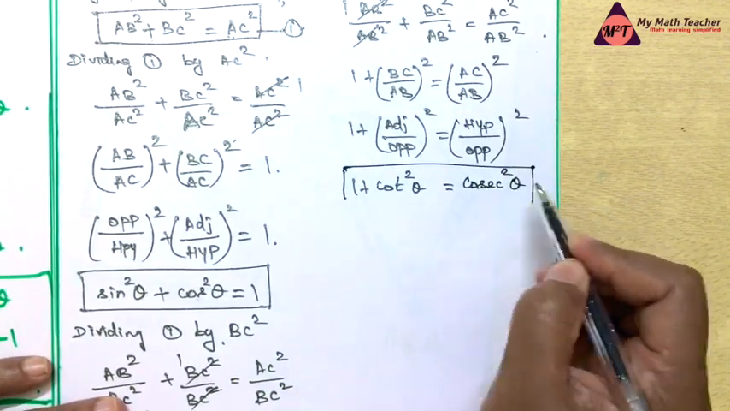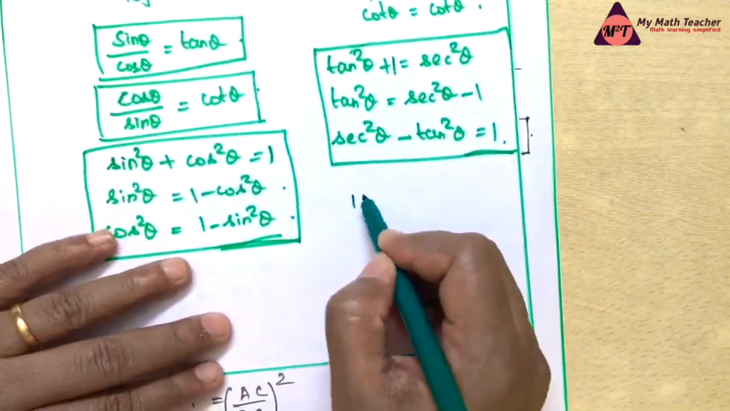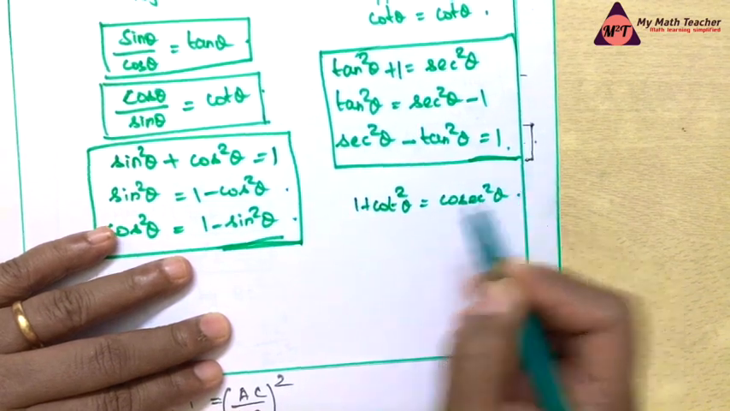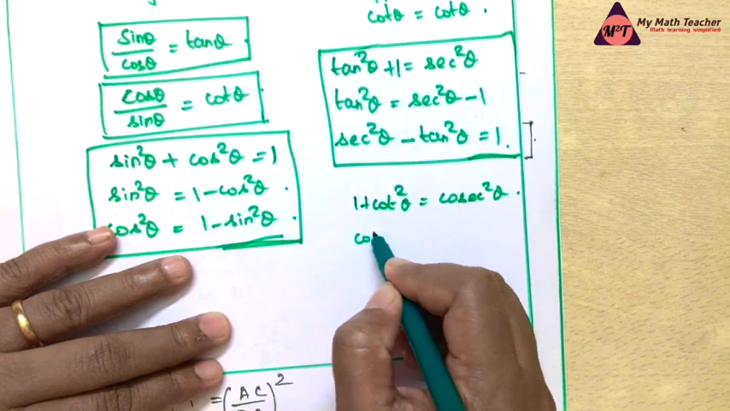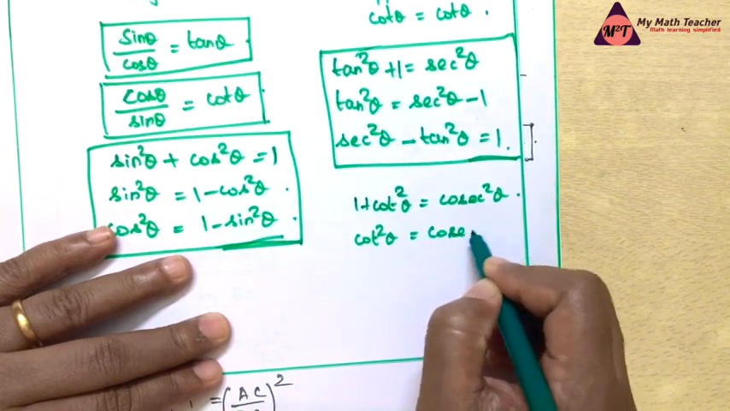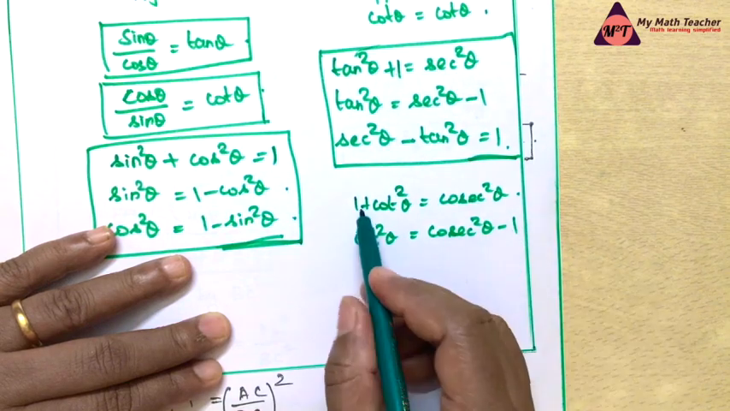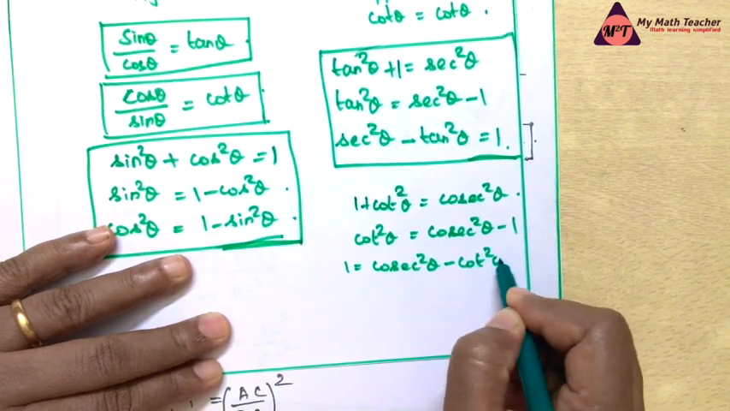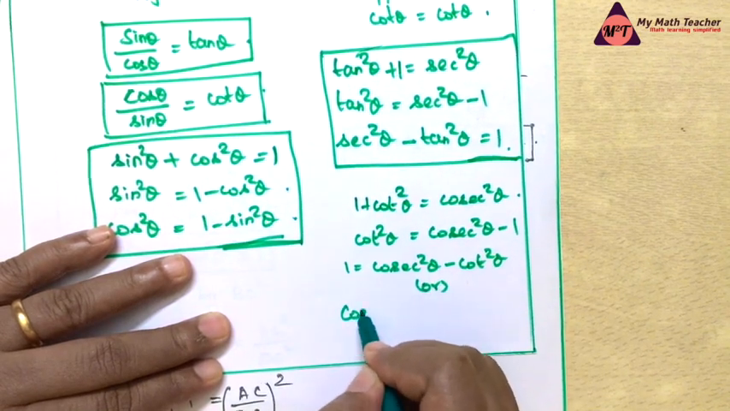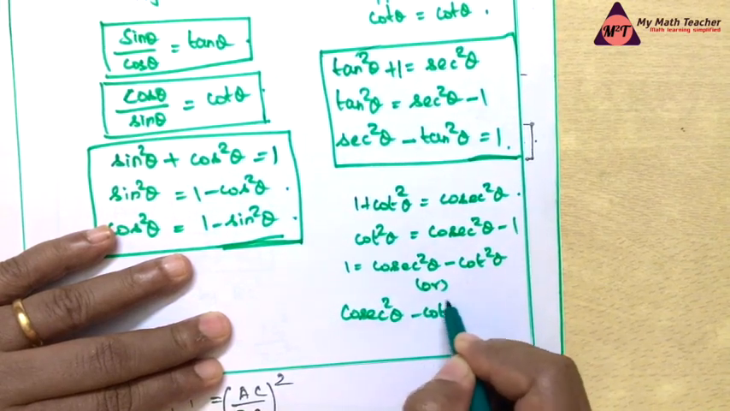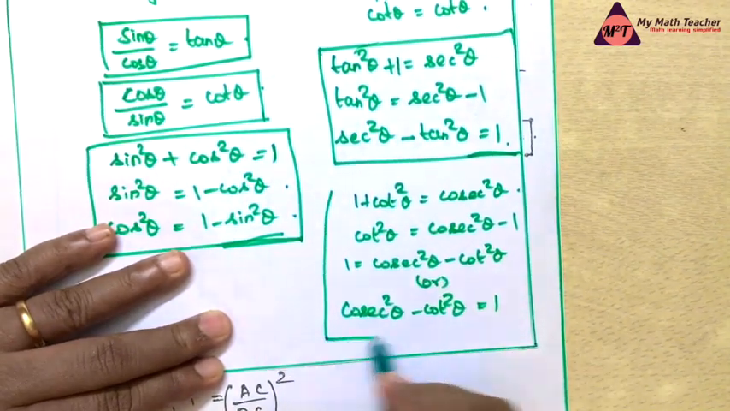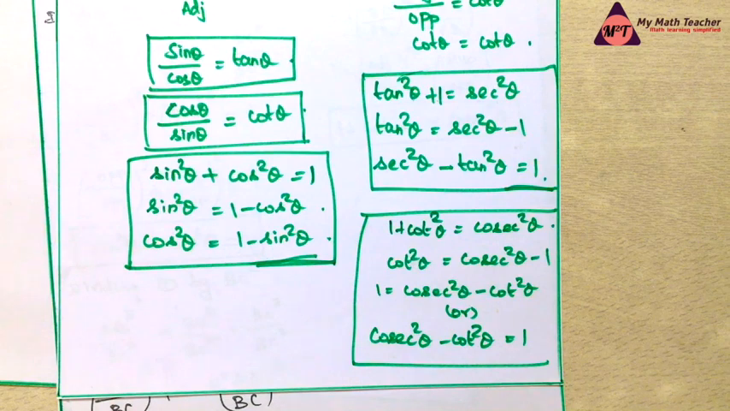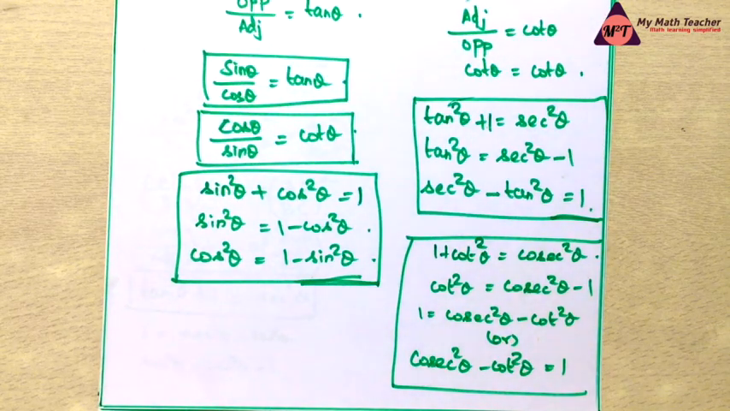So now this is the last identity, the last set, that is 1 plus cot square theta is equal to cosecant square theta. Now if you want only cot square theta, how will you write? Cot square theta is equal to cosecant square theta minus 1. You can write 1 is equal to cosecant square theta minus cot square theta, or it can be written like this, cosecant square theta minus cot square theta is equal to 1. Okay. So these are the final set of 3 identities. These are the identities which we will be using while solving the problems.